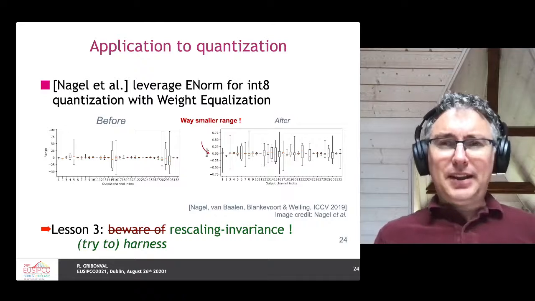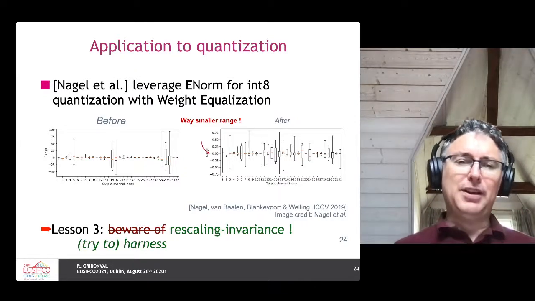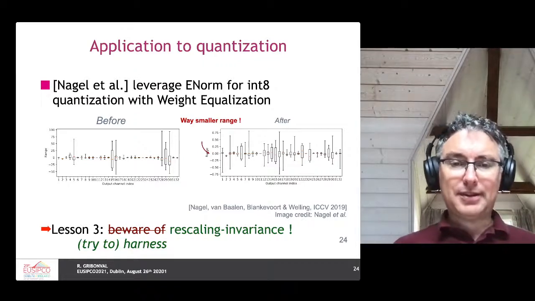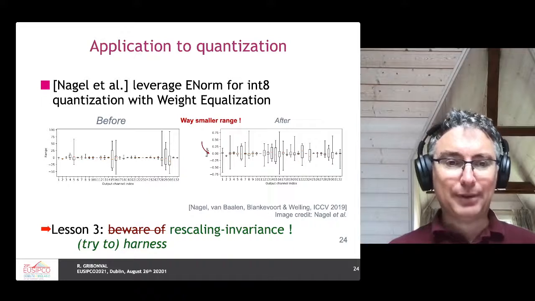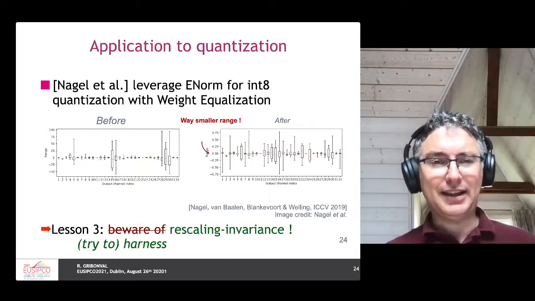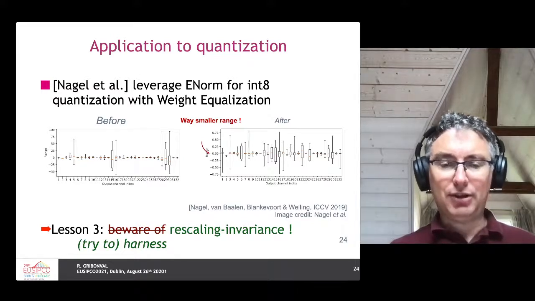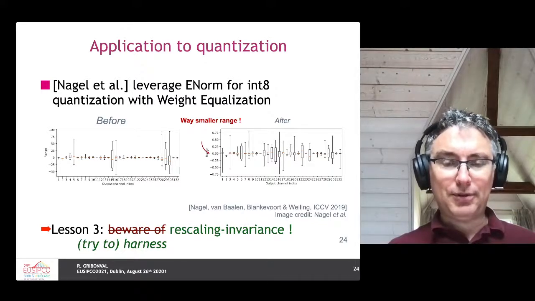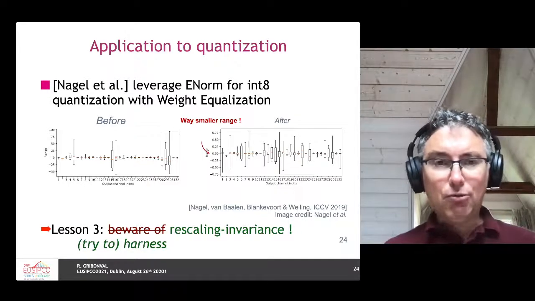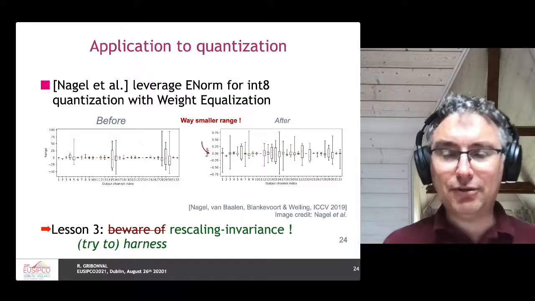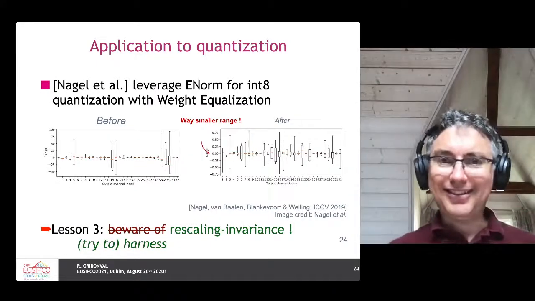So in a way, what we've learned here is that, yes, we need to be cautious about scaling equivalence, but it may be possible to harness it, to actually exploit scaling equivalence. Once we know it is there, we can try to do it properly. Of course, there remain a lot of questions on what is a good representer, what is a good LP norm, does it depend on the depth of the network, you name it.